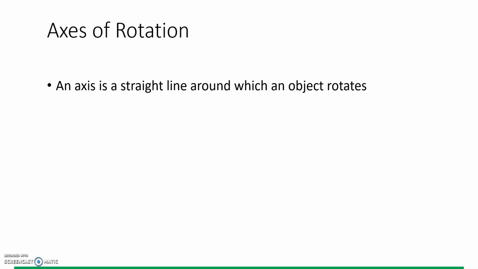Axes of rotation. Axes is plural, by the way, if you didn't understand that. So an axis is a straight line at which the body rotates. So if we draw a line straight through a joint, that is the point at which it would rotate.